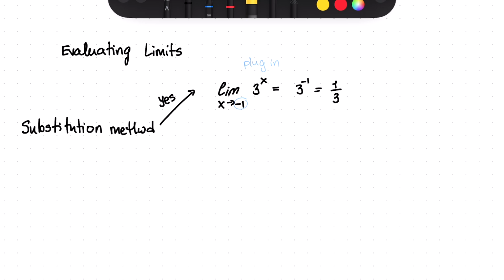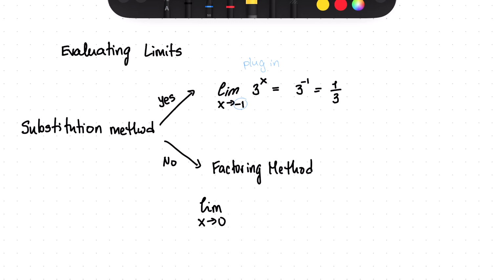What if we are given a problem where we cannot use the substitution method right away? The next method is factoring. And this is the example we're given: the limit as x approaches 0 of the function 4x to the 5 minus x squared, over x squared. The reason we cannot use the substitution method for this problem is because x is approaching 0 and our function is a fraction, and we cannot have 0 over 0. This doesn't tell us anything about what happens when x approaches 0.